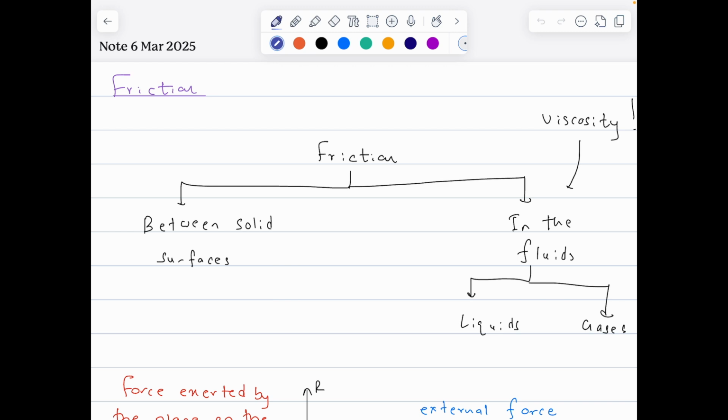Right? Now when you try to swim in the waters, you feel an opposition, an opposing force. So friction can occur between solid surfaces, it can occur within fluids. Fluids constitute liquids and gases, but friction within fluids is generally known as viscosity.